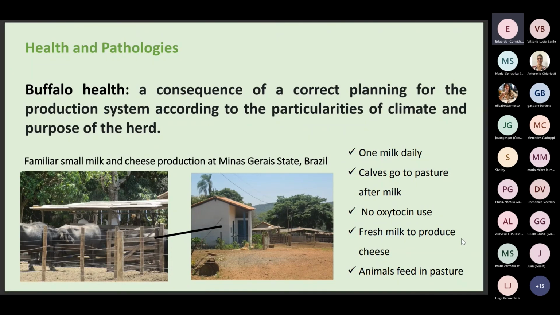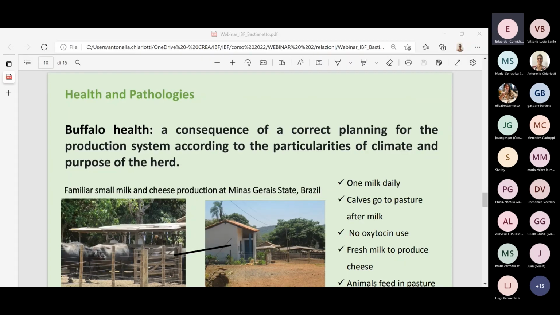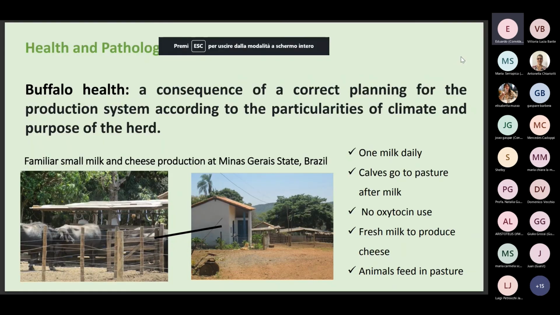I don't know nowadays in Italy, but in some tropical countries, people are using a lot of oxytocin to promote the milking of buffaloes. That's very preoccupying, not only for animal welfare, but also for oxytocin residues in the milk. It is a public health problem, okay? And they use the fresh milk to produce cheese in this little house, a very little cheese industry. So animals are very happy.